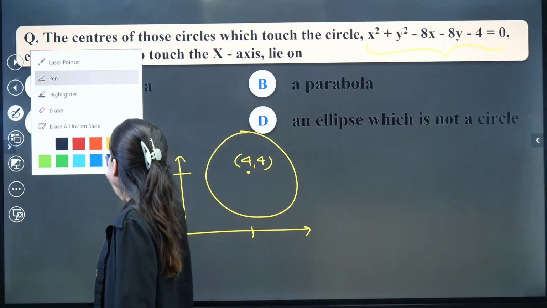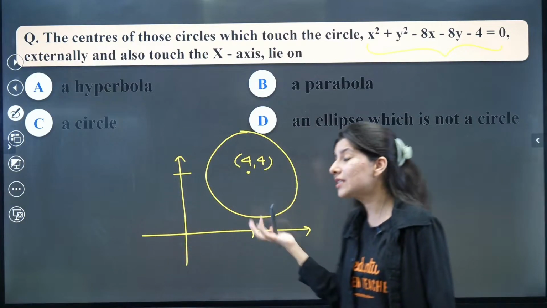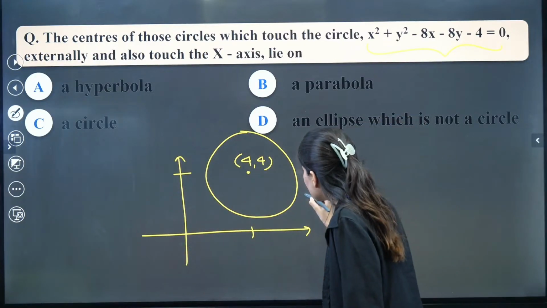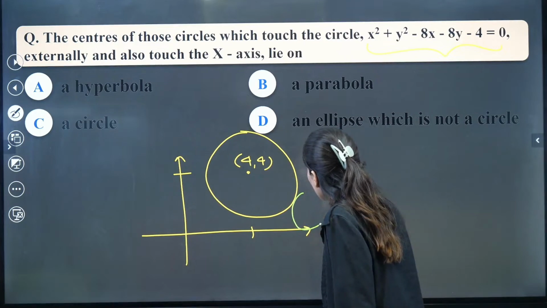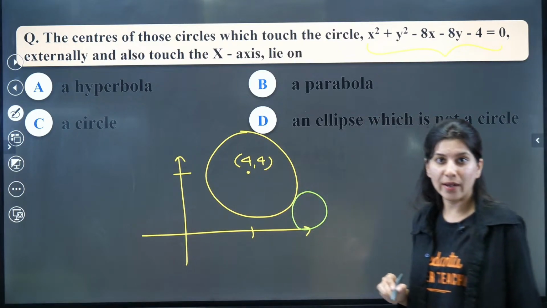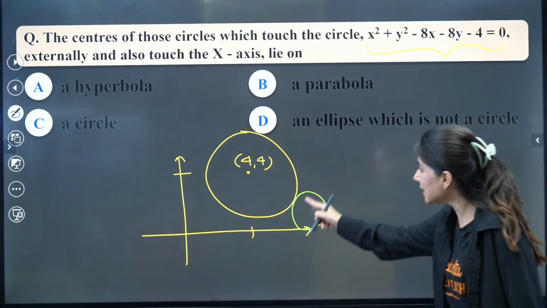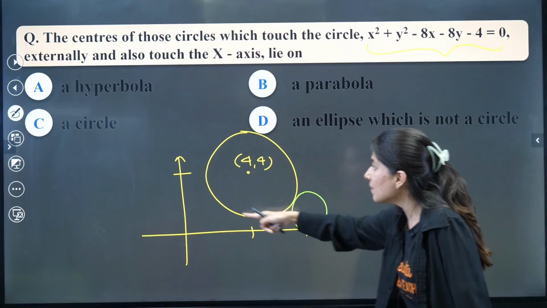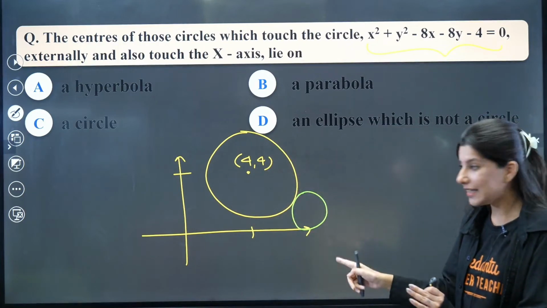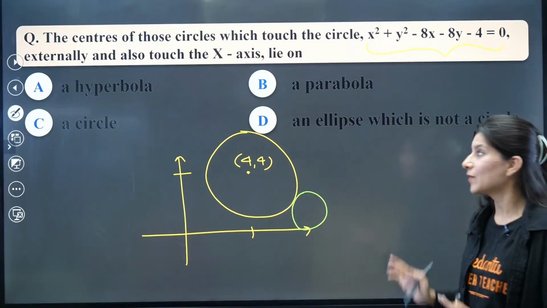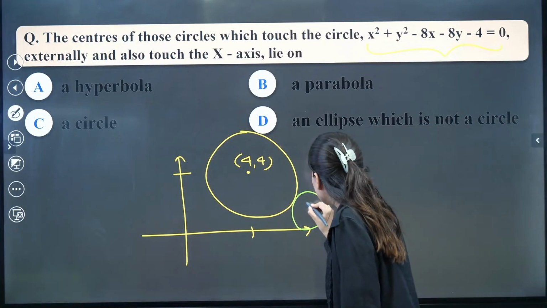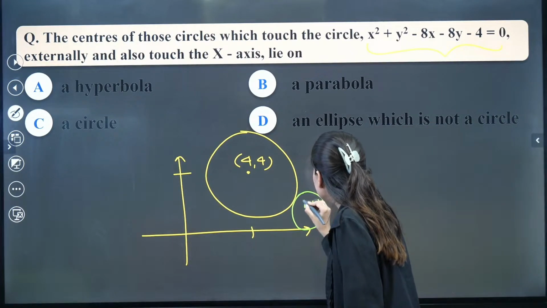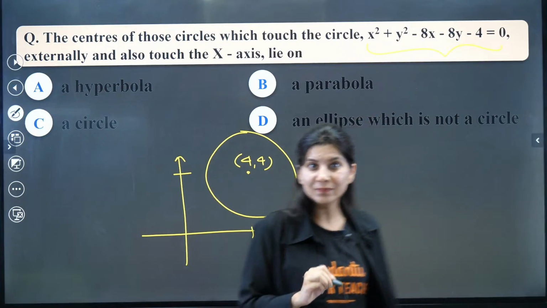Now I am interested in those circles which touch this circle externally and also touch the x-axis. Can you see these green circles are those circles which touch our main circle externally and also touch the x-axis. So we are interested in the center of this type of circle. Let us assume it as h, k.